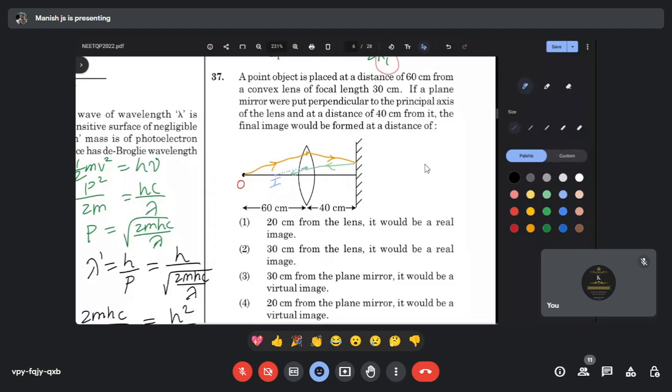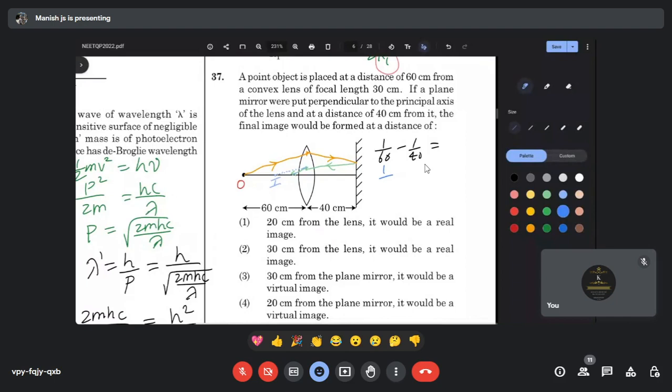1 by 60 minus 1 by 40. Okay. So directly you did 1 by 60 minus 1 by 40, is it? The lens formula is 1 by f equal to 1 by v minus 1 by u. So what is 1 by 60 here? Is it 1 by u or 1 by v or 1 by f? It is 1 by u.